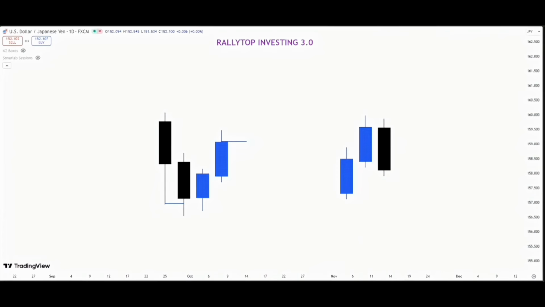The same thing applies in a bearish condition. Immediately you find that price has closed below this previous candle.